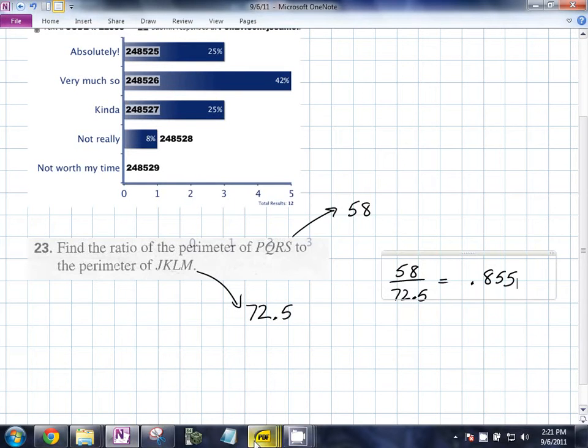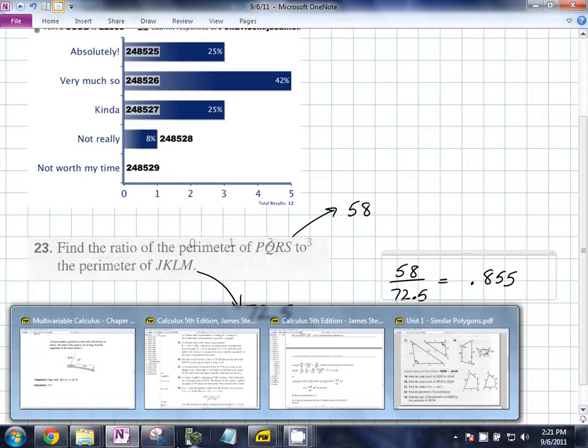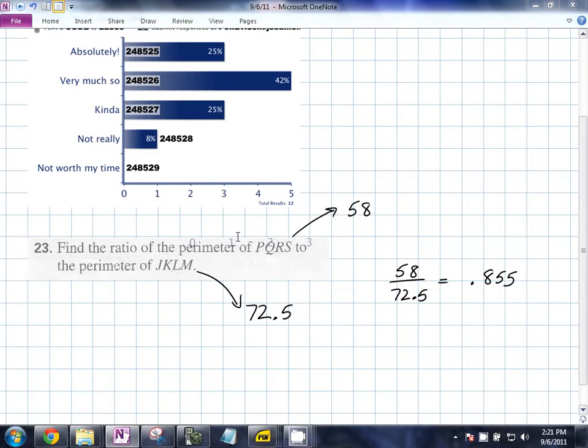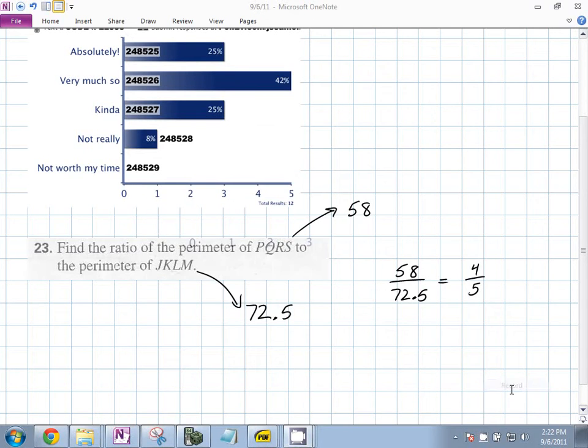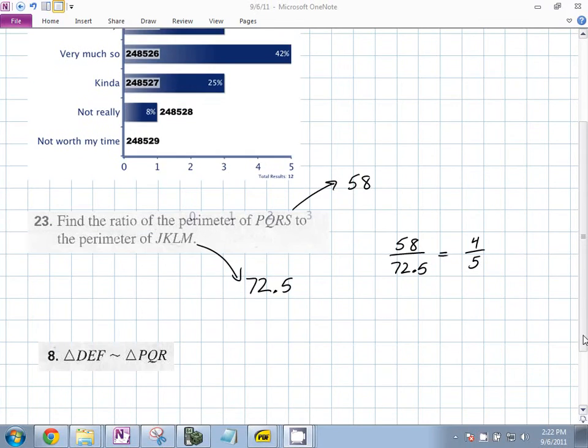Let's see here. Independent verification on the calculator. Okay. Sound good? In order to find the ratio of the perimeters, you first need to find the perimeters. And if it's going from A to B, it's A over B. That's it. Statement of proportionality. So what would it be, Dixon?